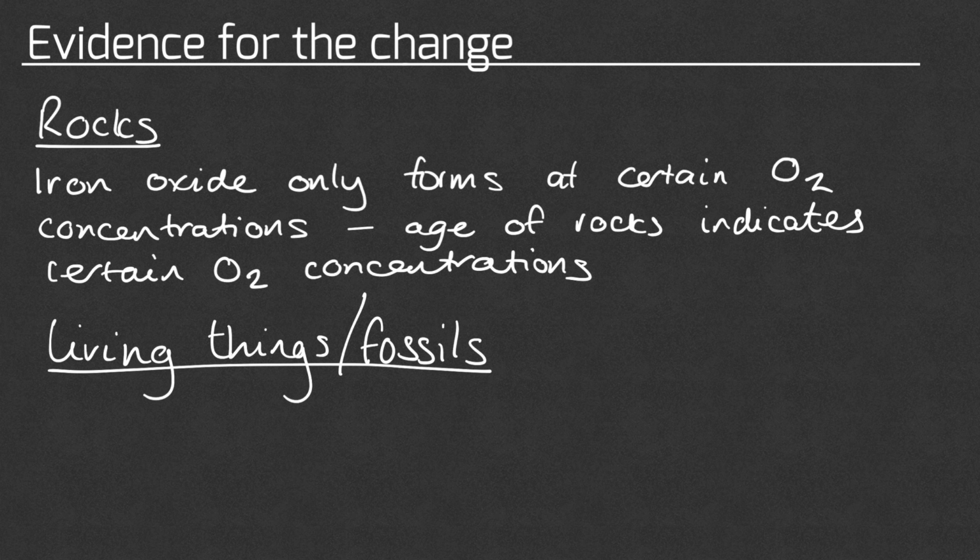We can also look at rocks to tell us how the atmosphere was millions of years ago. For example, iron oxide, a type of rock, only forms when there's enough oxygen in the atmosphere at certain oxygen concentrations. This means if we find some iron oxide rock, we can use special techniques in chemistry to determine how old that piece of rock is. We then know at that point, millions of years ago, so for example, if the iron oxide rock was 300 million years old, we know there must have been some oxygen 300 million years ago. So we can date rocks, we can see how old they are, and we can use that to determine what gases were present in the atmosphere.